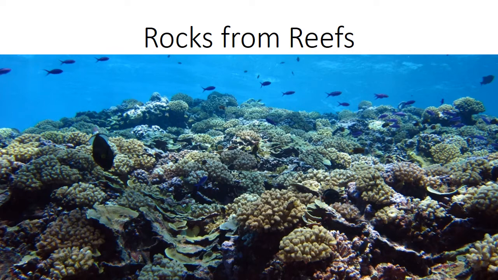Today we're going to be talking about how coral reefs turn into limestone. So the title of this lesson is Rocks from Reefs. In the picture, you see a coral reef, a healthy coral reef. There are many different types of coral and many different types of fish living there. They are very important environments.